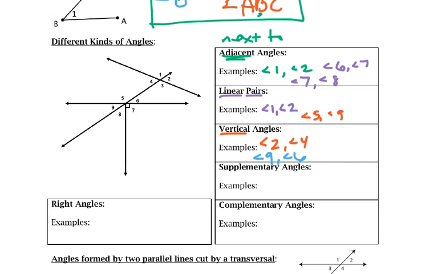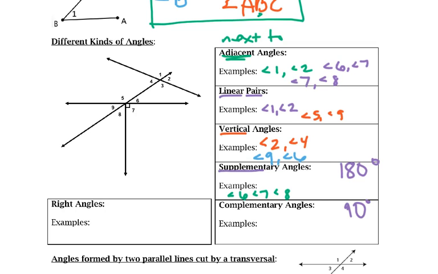Okay, supplementary angles. You need to know what the word supplementary means. Supplementary means that they add to be 180. Complementary means that they add to be 90 degrees. So you need to remember that terminology. Supplementary angles are any angles that add up to be 180 degrees. Examples would be angle 2 and angle 3, or angle 5 and angle 6. It also could be more than 2 angles. It could be like angle 6, 7, and 8. Those could be supplementary angles because they add up to be 180. So it could be more than 2 angles that are supplementary.